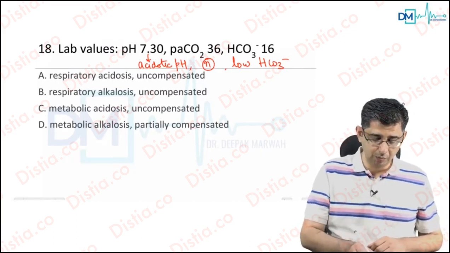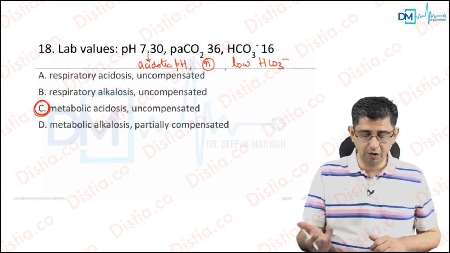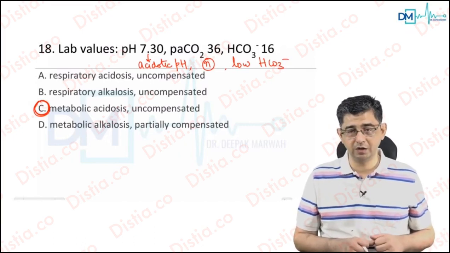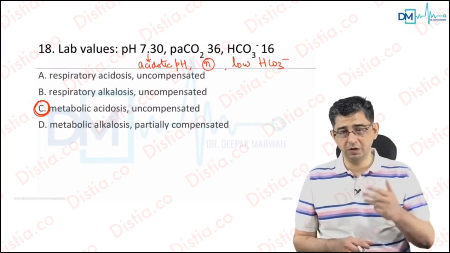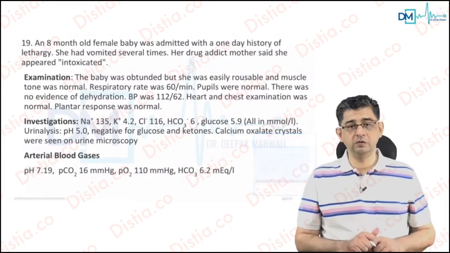and because the pH is normal, it is uncompensated, and if the value was lesser than this, then I will say it is partially compensated metabolic acidosis. The pH will normalize, it will become fully compensated. Let's do it one last time.